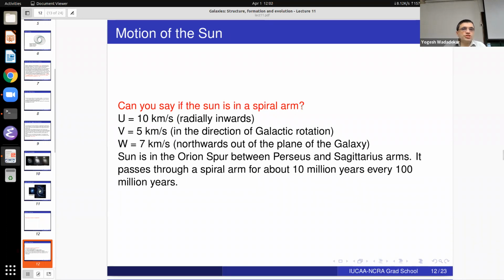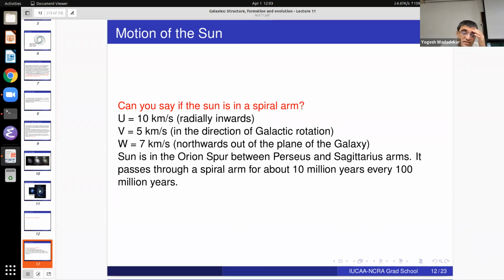And what is the motion? So there is a 10 kilometer per second component radially inwards, 5 kilometers per second in the direction of the galactic rotation, and 7 kilometers per second northwards out of the plane of the galaxy. So this is our total motion. The net speed is of the order of maybe 20 kilometers per second, which is not very high. The Earth is going around the sun at 30 kilometers per second. The sun is slowly moving around the center of the Milky Way.